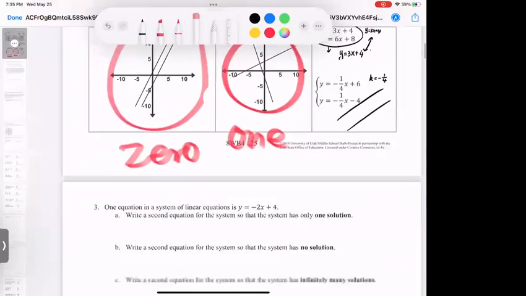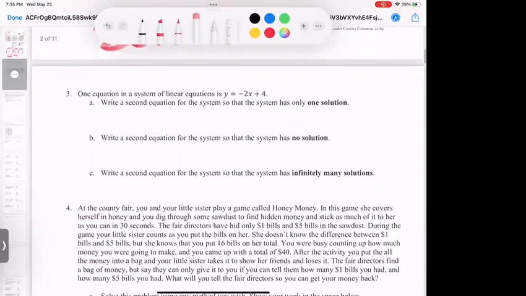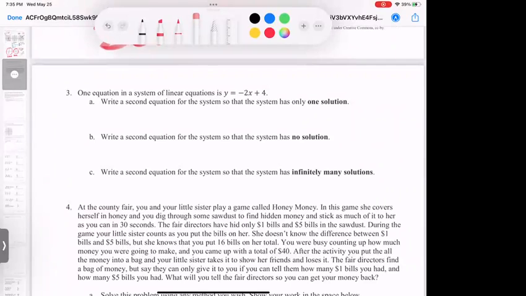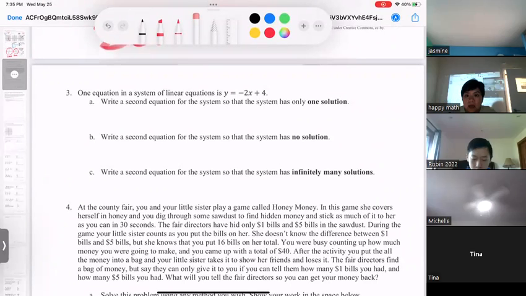That's reasonable. So if that is reasonable, here is question 3. Robin, question 3: write a second equation for the system so the system has only one solution, please. Would you help me write an equation that makes only one solution with the linear equation?